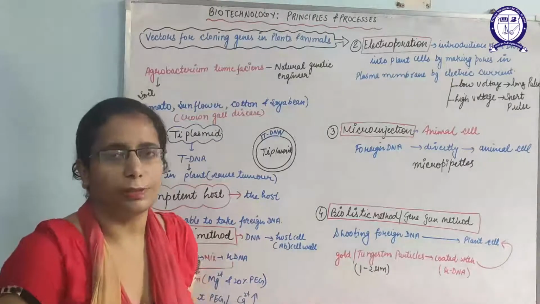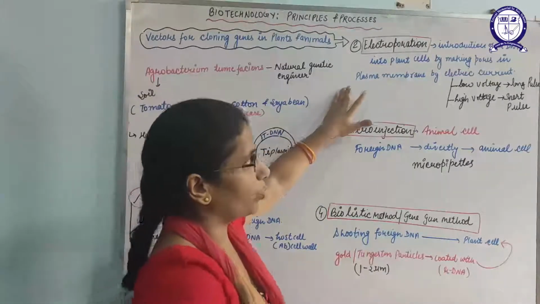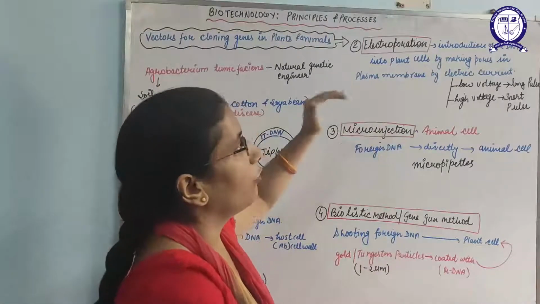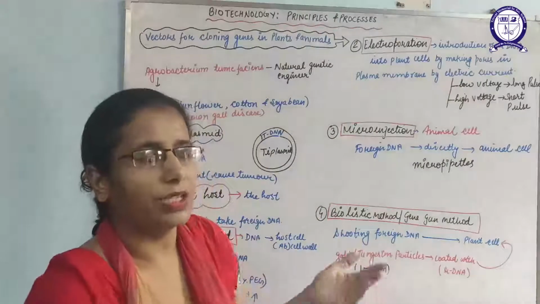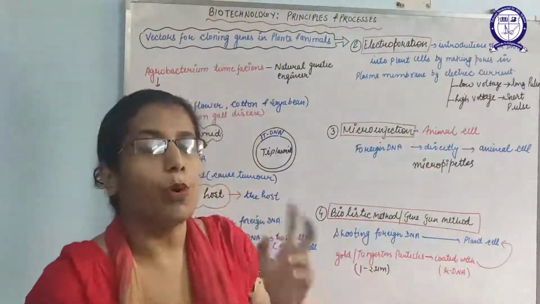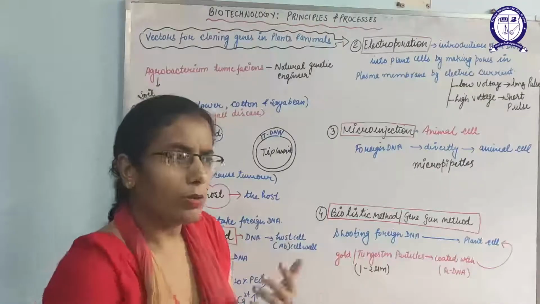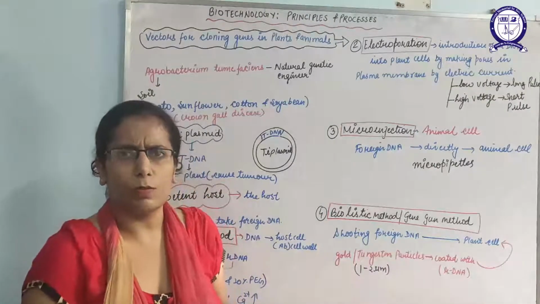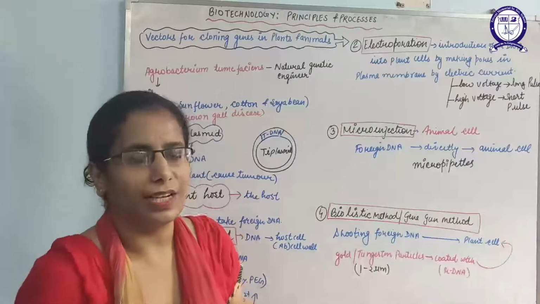So it is not the preferable method. Second method is electroporation, where recombinant DNA is introduced into the host cell by making pores in the plasma membrane. How will we make the pores in the plasma membrane? By applying an electric current.